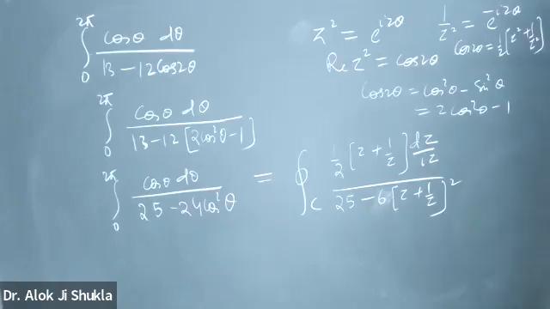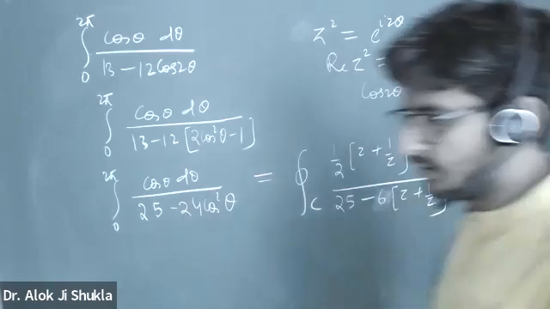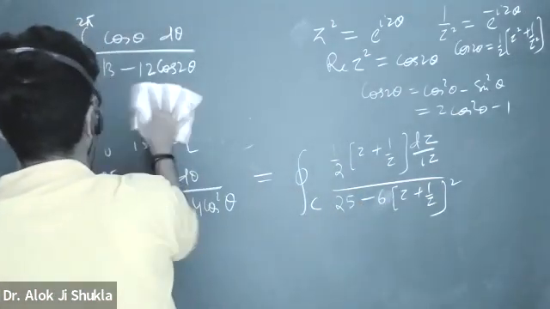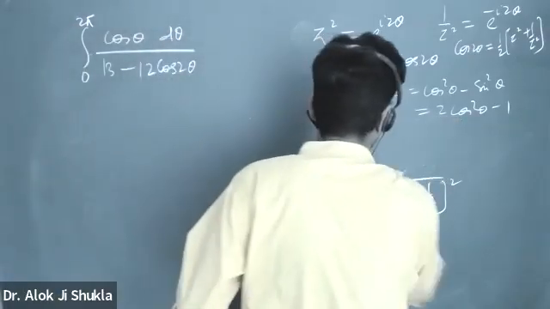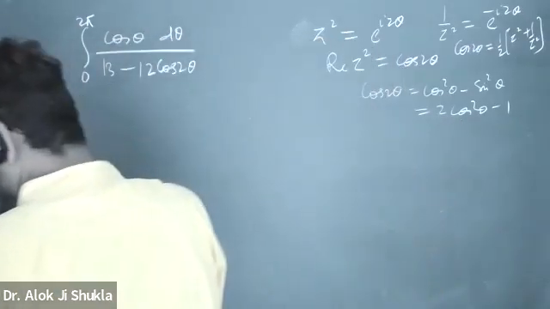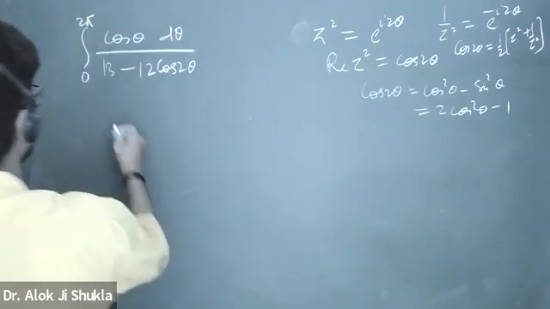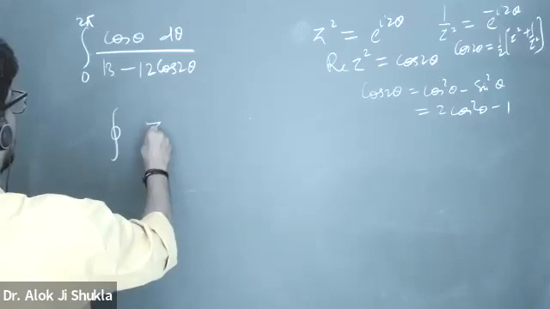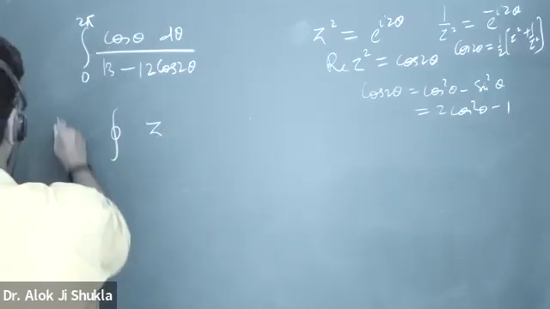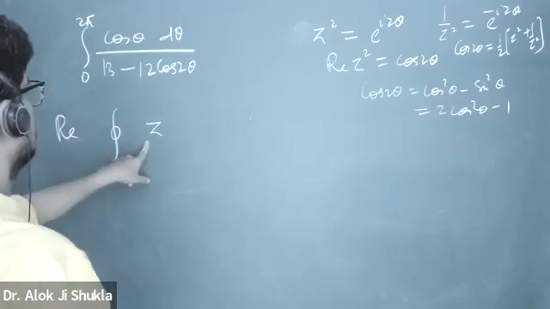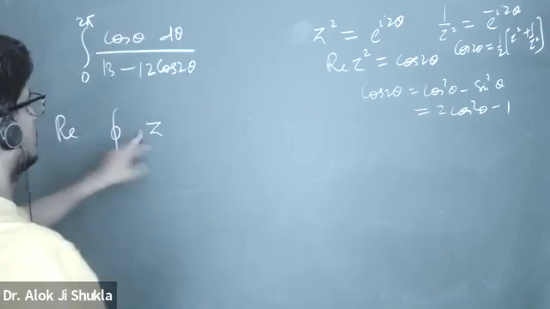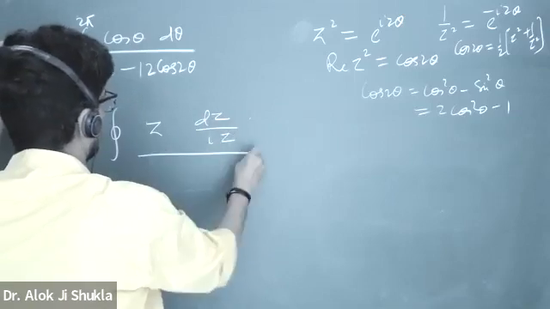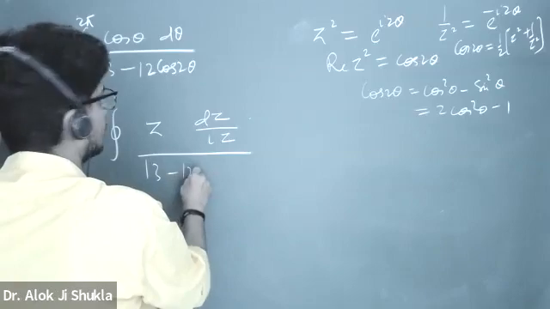So if you don't want to go this way, I can make it a little simpler by just putting this. So this I will write as contour integration. I will write this as z. I will write real here, okay? z is e to the power i theta. It will give me cos theta. And this will become dz by iz. And upon this will become 13 minus 12.